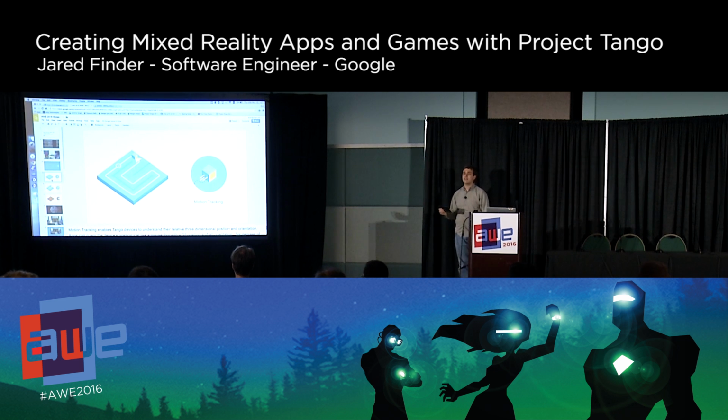Motion tracking allows the Tango device to understand its relative three-dimensional position in the world. So as I move the device around, it knows in 3D how much it's moved in the world. And it knows its orientation too. So it's got a full 6 degrees of freedom. You can think of it like a mouse, but that has full 3D controls.